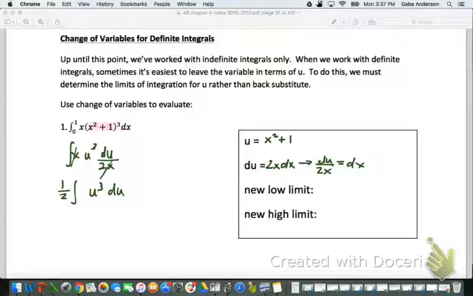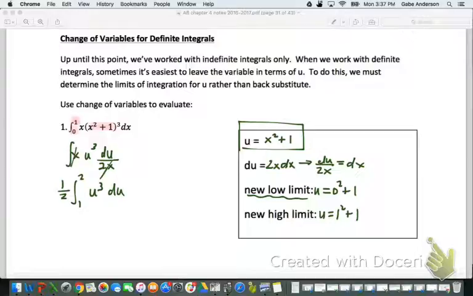And now I have to deal with the limits. The old limits were 0 and 1. I'm going to calculate my new low limit. When I say low, I'm not talking about numerically lower, I'm talking about physically lower. So the old low limit was 0. The way that I get my new low limit is I use my u equation with that. So I'm going to say u equals 0 squared plus 1, which of course is 1. And then for my new high limit, I'll do the same thing, except I'll use my old high limit, which was 1. And I'm going to get u equals 1 squared plus 1. And of course, that is 2.